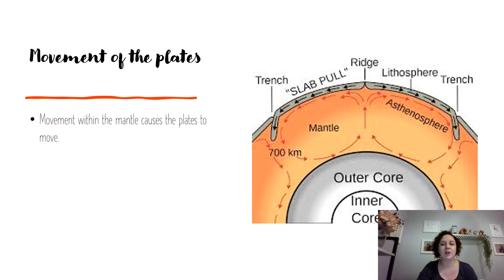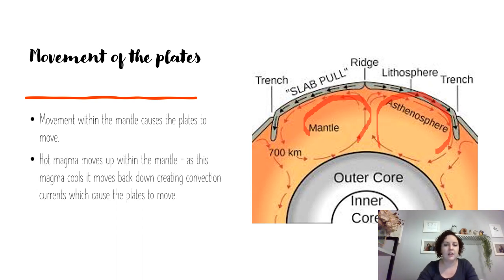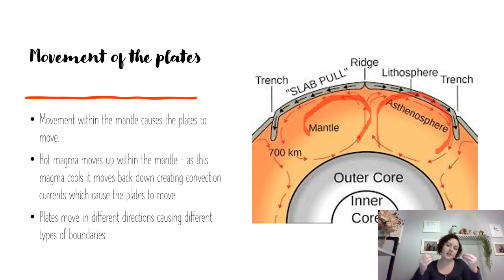So the movement within the mantle causes the plates to move. So obviously you can see from here that you have these convection currents forcing movement, at least within the asthenosphere. Okay. Then the hot magma moves up within the mantle. As this magma cools, it comes back down, creating these convection currents. But then the plates are able to move in different directions, depending on where that heat is coming from. So your heat source is pushing up right here. So it forces it to either go to your left or go to your right. Those are your only options. It cannot sink straight down again.